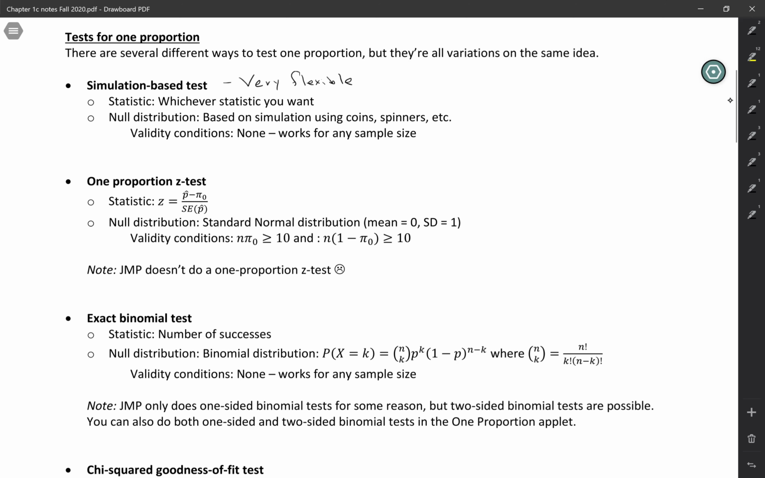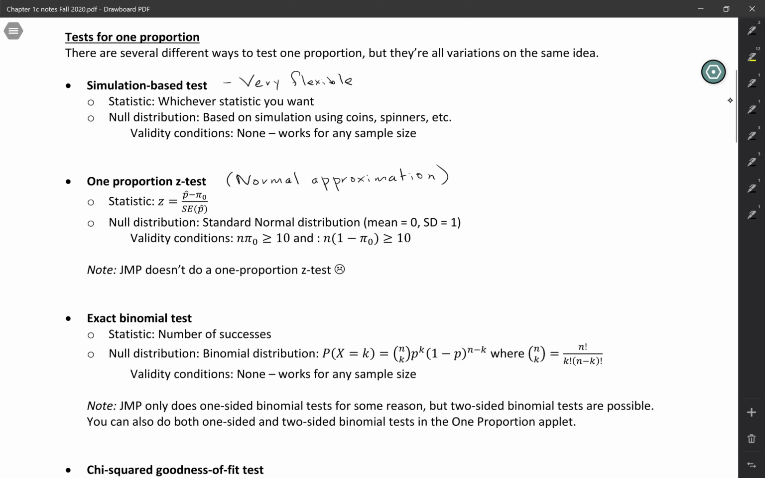The second test that you learned was called a one proportion z-test. So here, instead of using a simulation to get the distribution, you're using the normal distribution. Sometimes we call a one proportion z-test a normal approximation, because you're using the normal distribution to approximate what would happen if the simulation were actually done. It's called a one proportion z-test because historically the statistic that you would use for this is the z-statistic, or what our book calls a standardized statistic.